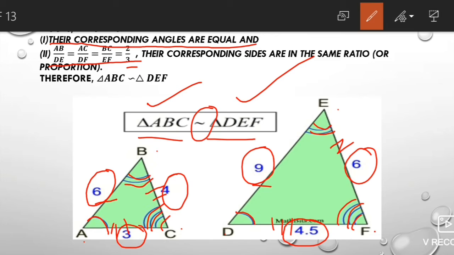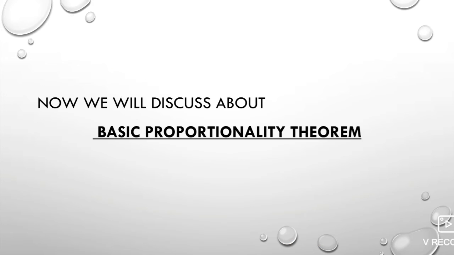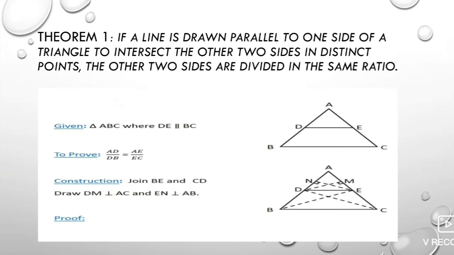Now we will check our next slide. The next slide is the basic proportionality theorem, or BPT theorem. This theorem is very important in this chapter and for your class 10 also. This is a very important theorem. This theorem basically stands on similarity of two triangles. Let's check the statement of the theorem.